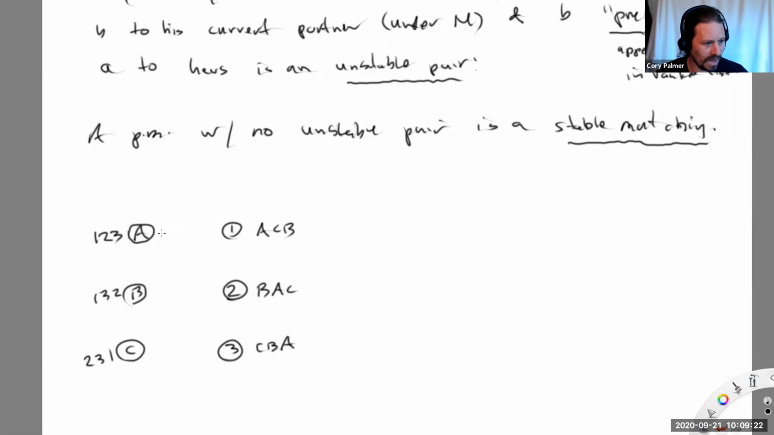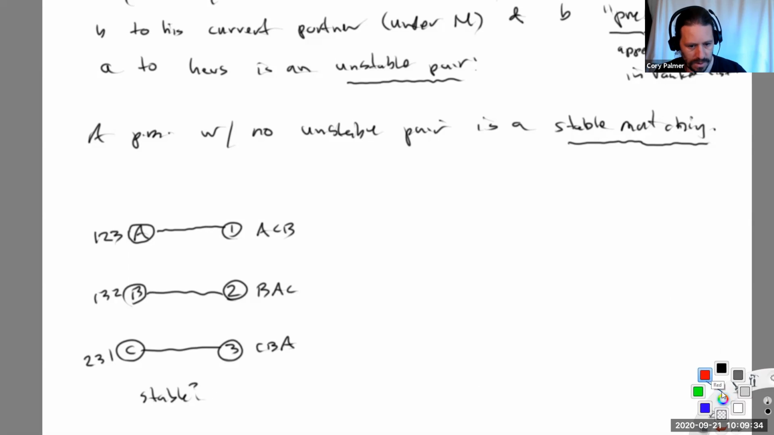And let's suppose we have the following arrangement. So those two are married, these two are married, these two are married. Now we want to ask, is this stable? So if we want to check if it's stable, we need to check whether there's an unstable pair or not. We need to rule out every possibility of an unstable pair.